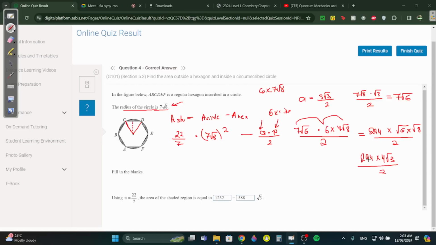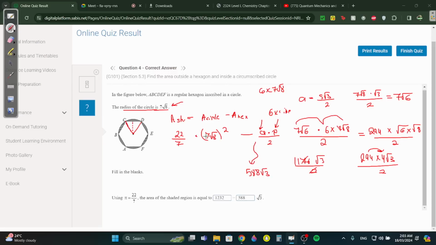Again, if you put 294 times 4 radical 3, you get a decimal. If I just put 294 times 4, which is actually 1176, you still have that radical 3 left over 2. You have to divide 1176 by 2. You're going to get 588 radical 3. That's the area of the hexagon.